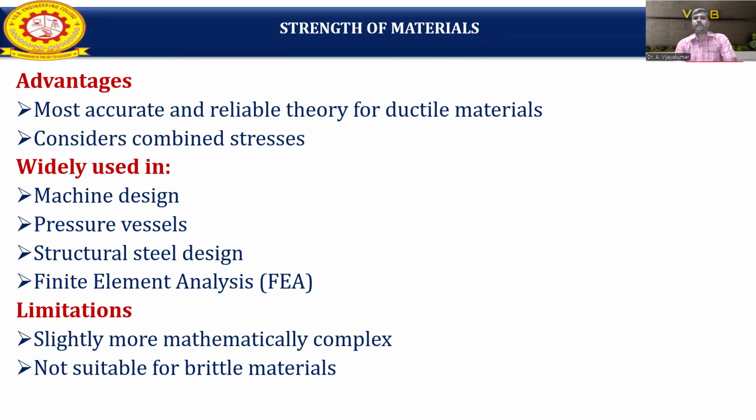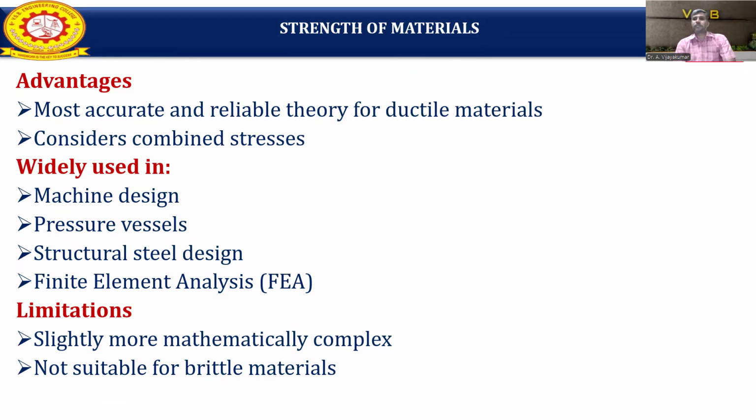That's why in the previous slide also we have seen sigma 1, sigma 2, sigma 3. These are the various stresses acting on the body. So this type of theory is only applicable for combined stresses. All the other theories we considered cannot be used for combined stresses. We use it in machine design, structural design, pressure vessels and structural steel, especially steel design in finite element analysis. So these are the things we can use the maximum distortion theory for.